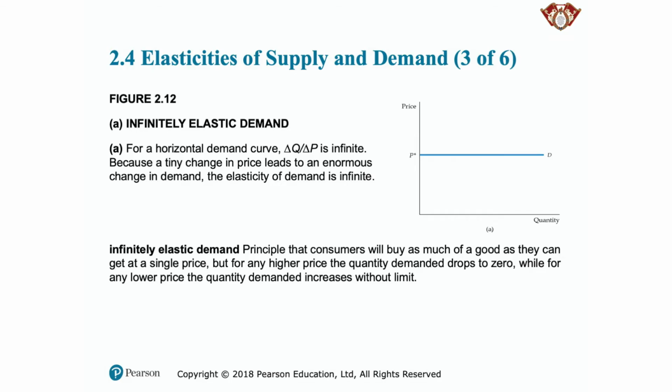So we say infinitely elastic demand. The principle is that consumers will purchase as much of a good as they can get at a single price. But for any higher price, the quantity demanded drops to 0, while for any lower price, the quantity demanded increases without limit. Right? So the slope in this figure is equal to 0, and the price elasticity of demand is minus infinity.